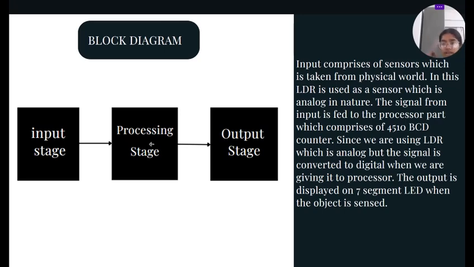which gives an analog signal. This signal goes to a processor with a BCD counter, the 4510 BCD counter. Since the LDR gives analog signals, we convert them to digital before sending to the processor. When the object is detected, the result is shown on the 7-segment LED display. This is a summary of how the components work in the digital object counter.